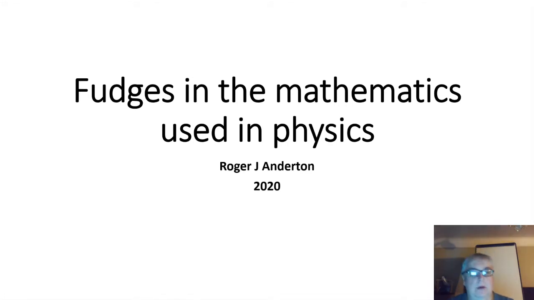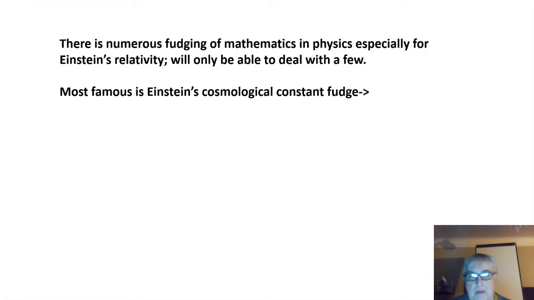Hello, so the title of this talk is Fudges in the Mathematics Used in Physics. There is numerous fudging of mathematics and physics, especially for Einstein's relativity. We'll only be able to deal with a few. Most famous is Einstein's cosmological constant fudge.